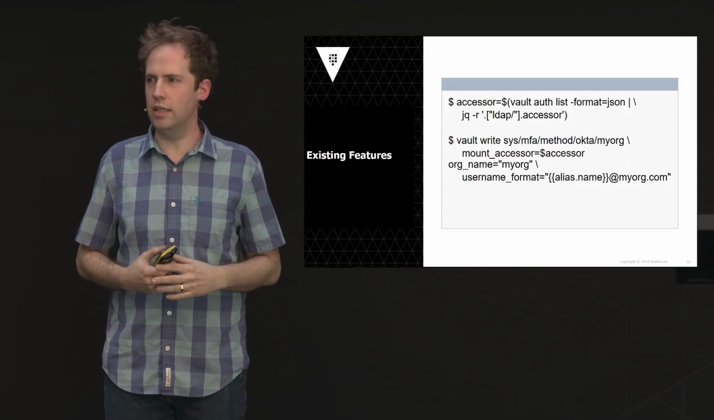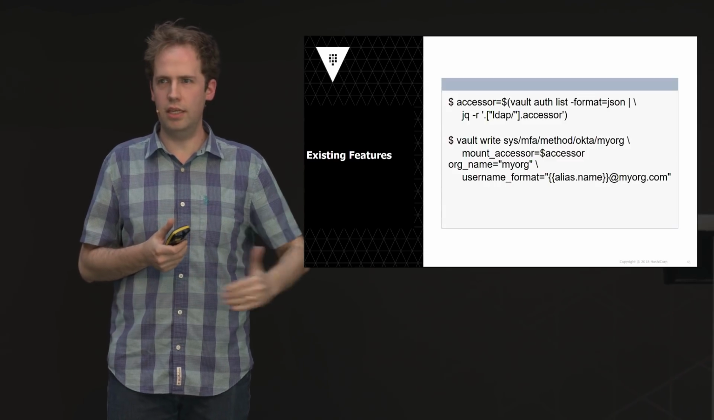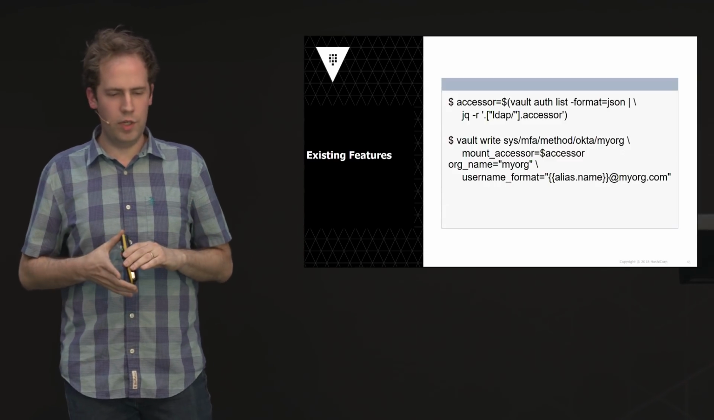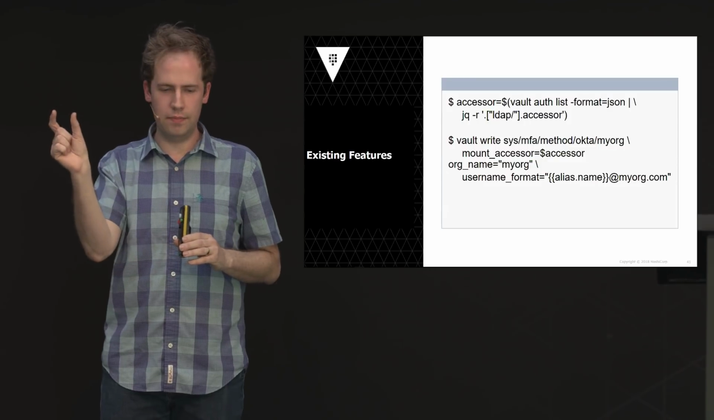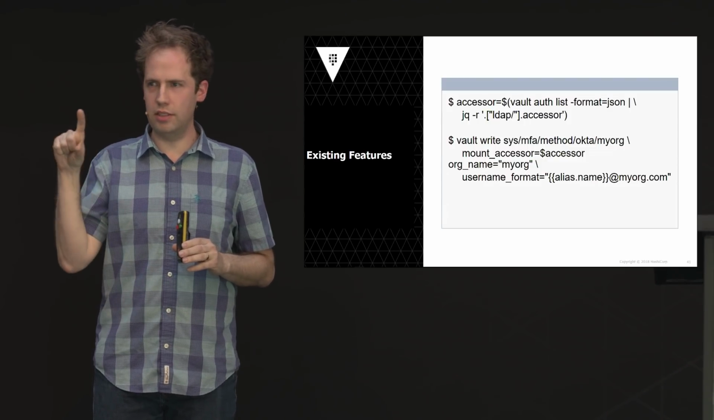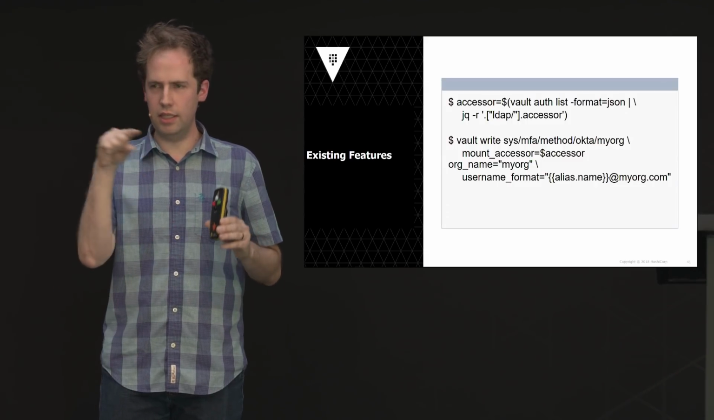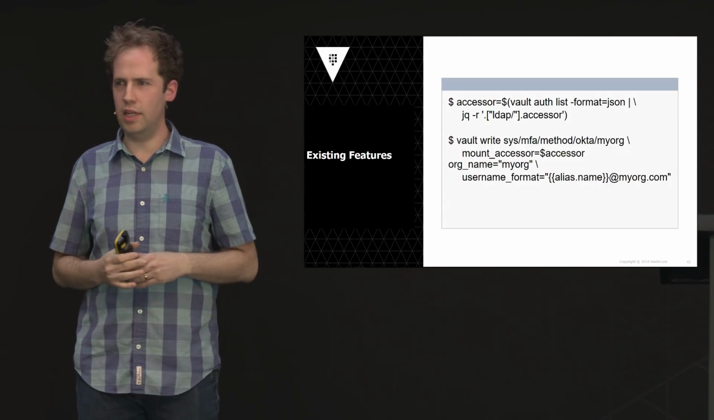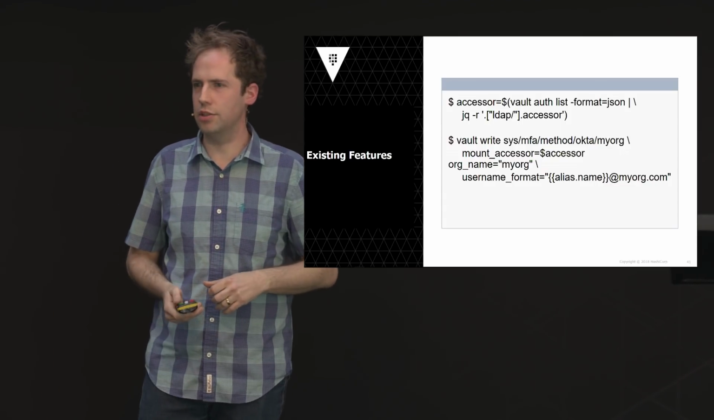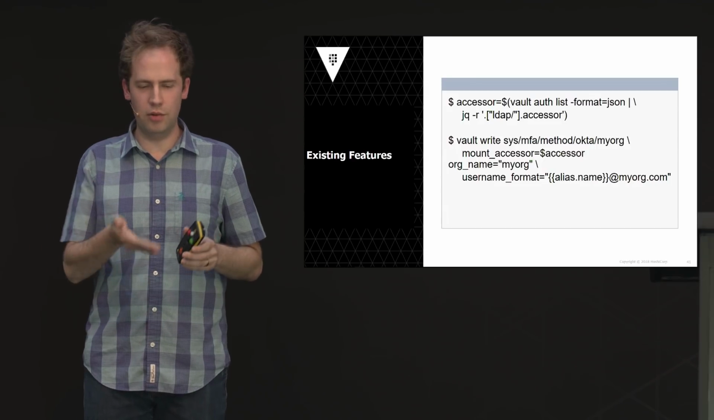So what that's saying is when someone is required to use MFA to hit an endpoint, then we take their token, we look at the entity, right? From there, we take the mount accessor that's configured, we look at the alias that's attached to that, and then we use the alias name at myorg.com as the name to send off to Okta to push. So it's a pretty easy way. Essentially a one-liner.